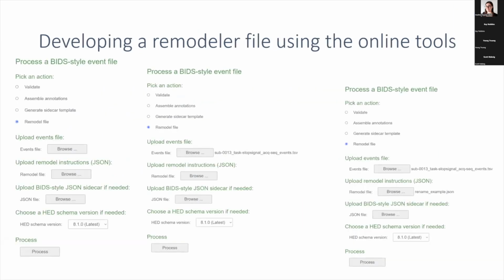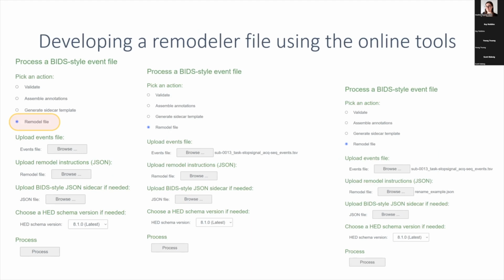So these tools are currently online, but they are on a develop branch, so they're not with the normal HED tools. But I will share all the links to these at the end on a final slide. So what you see in front of you is the online event processing tools of HED. And here you see that there is an option for remodel file. And when you select this, the menu will change into what you see below.